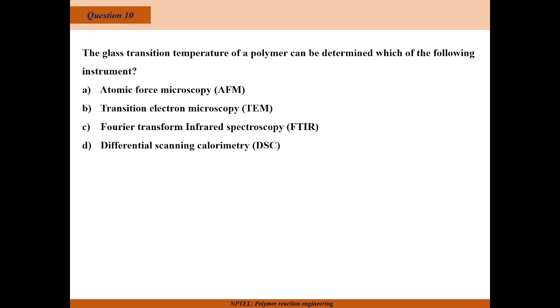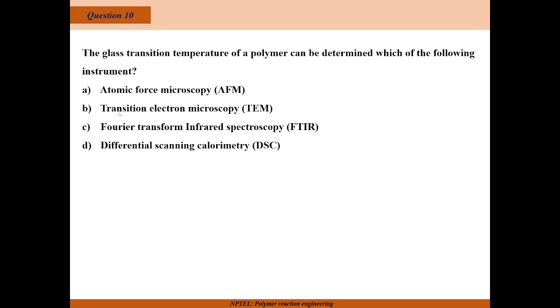The glass transition temperature of a polymer can be determined by which of the following instruments? AFM, TEM, FTIR, or DSC. AFM is atomic force microscopy, TEM is transmission electron microscopy, FTIR is Fourier transform infrared spectroscopy, and DSC is differential scanning calorimetry. AFM and TEM are both for surface morphology characterization, and FTIR gives the functional backbone. DSC is the one which gives the Tg or Tm, whatever transitions are happening in the system.